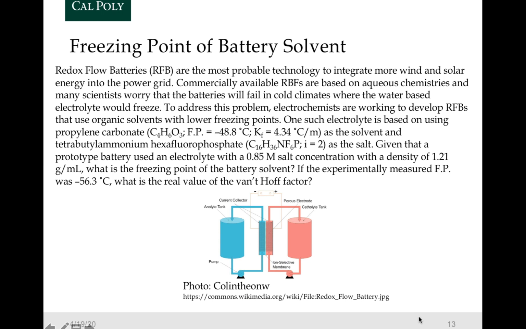Given that a prototype battery used an electrolyte with a 0.85 molar salt concentration with a density of 1.21 grams per milliliter, what is the freezing point of the battery solvent? If the experimentally measured freezing point was negative 56.3 degrees Celsius, what is the real value of the Van't Hoff factor? So this question has two parts.